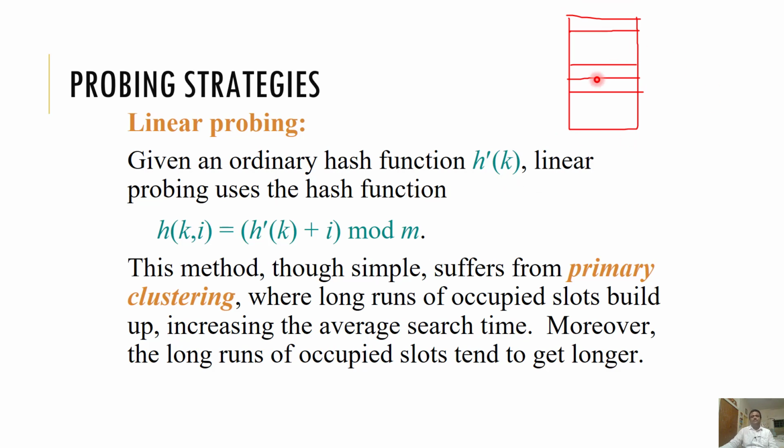So this method has a problem. The problem is that it will cluster. If some slot is being hit, then it will make a cluster over that slot. It is not a uniform distribution of the keys over the slots. So this linear probing is not a good hashing in that sense.